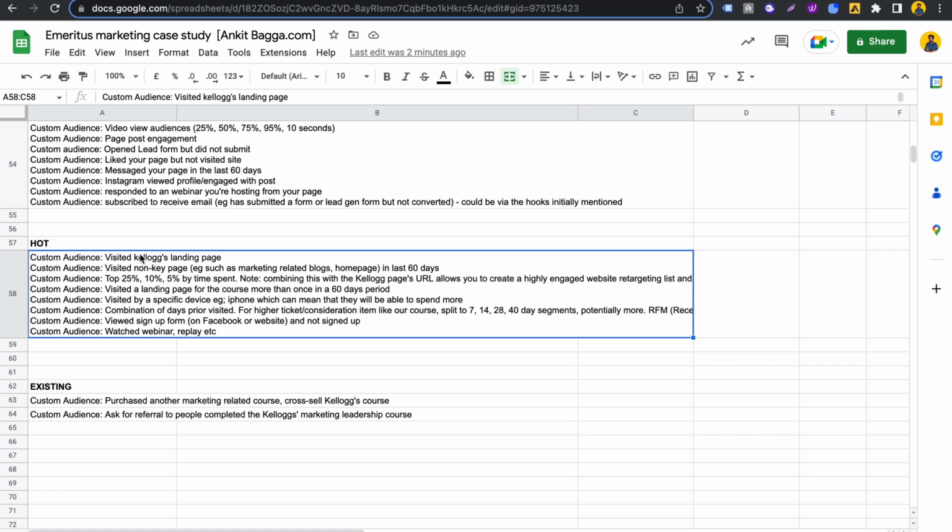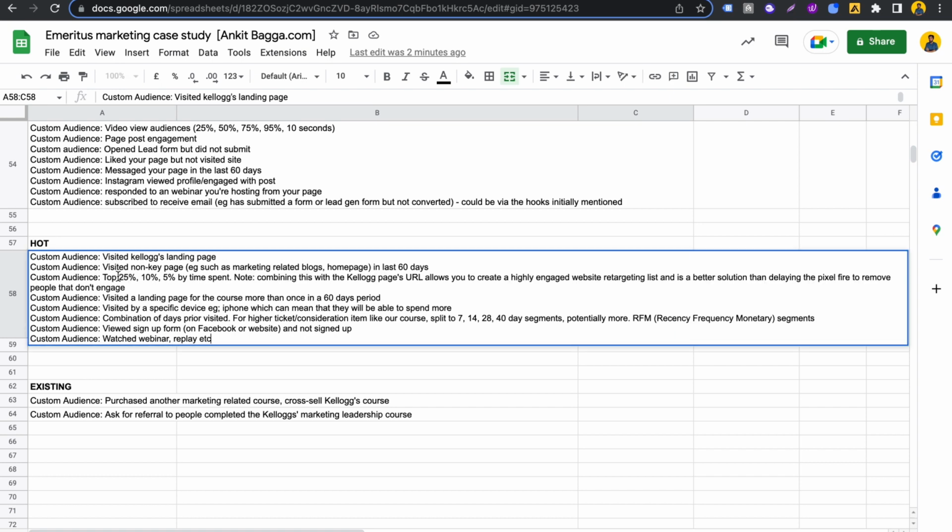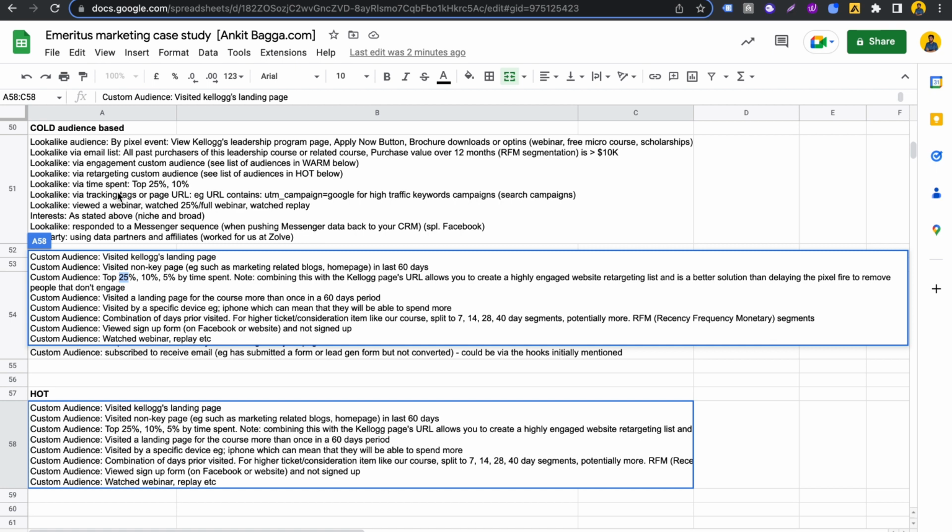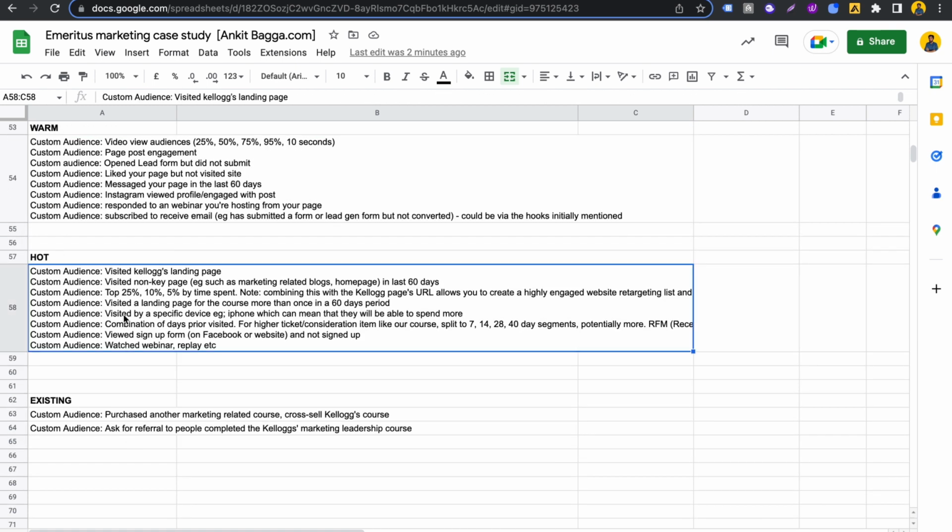Then if you look at hot, people who are already on the Kellogg's page, people who've visited blogs and other non-key pages, people who've spent a good amount of time on your page, you could target them here. The lookalike we were targeting for cold, so the base audience you can target here.